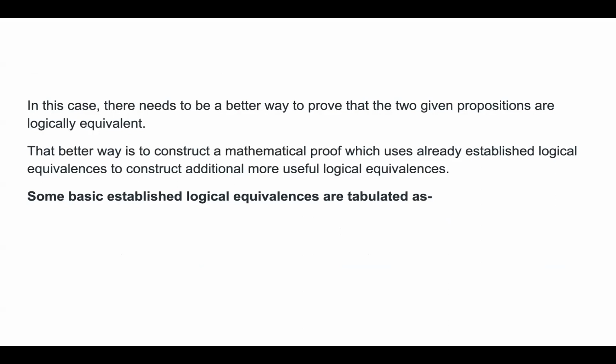In this case, there needs to be a better way to prove that two given propositions are logically equivalent. That better way is to construct a mathematical proof which uses already established logical equivalences to construct additional, more useful logical equivalences. What does it mean?